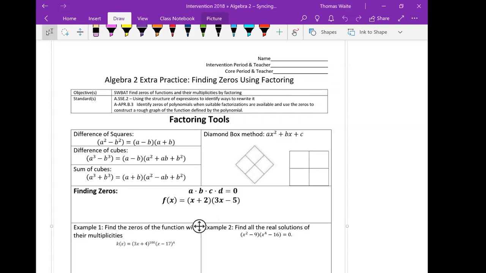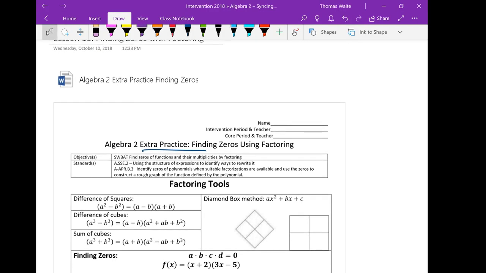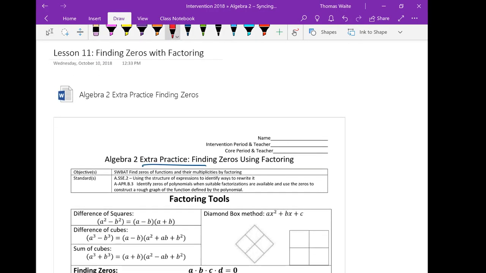Hey, Algebra 2 students, this is our extra practice for finding zeros using factoring, and this actually belongs with lesson 11. So if you wanted some extra practice from lesson 11 in your Algebra 2 class, this will be a good place to get you started practicing some of those skills.